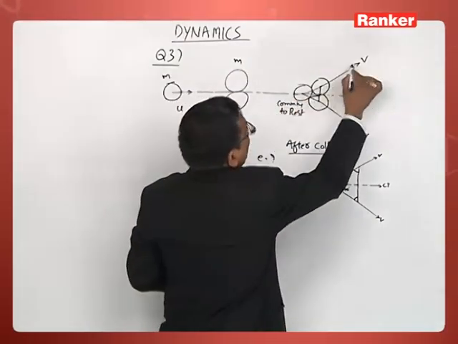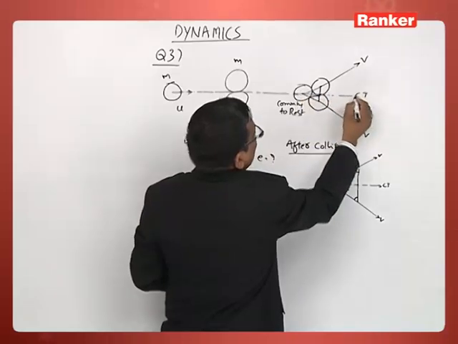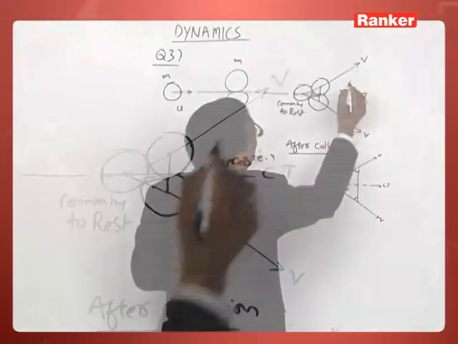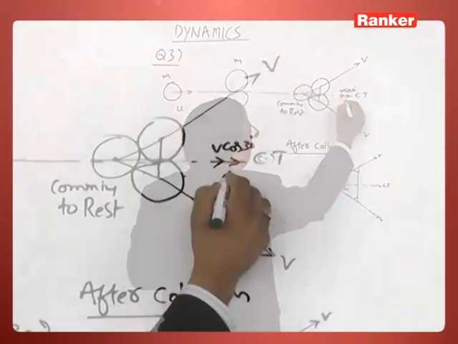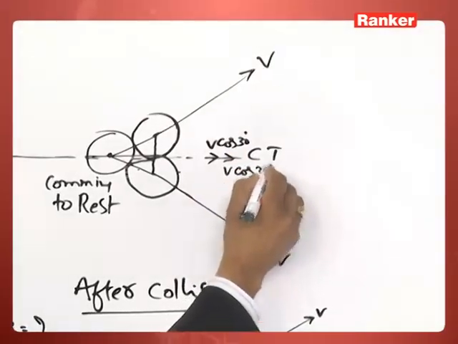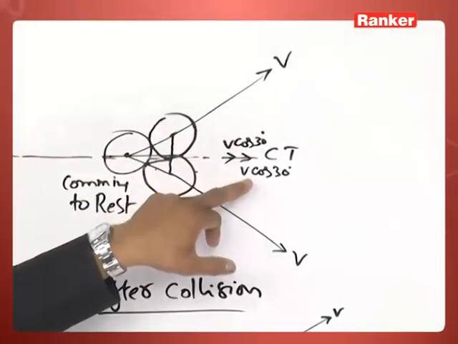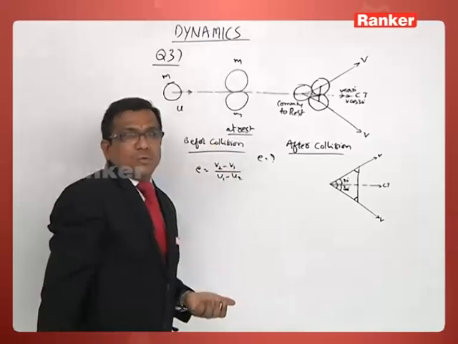As this velocity is V, it is moving in this direction. Its component in the common tangent direction will become V cos 30. This component also in this direction becomes V cos 30. So after collision, the velocities are V cos 30, V cos 30. Components of velocity you have to take.